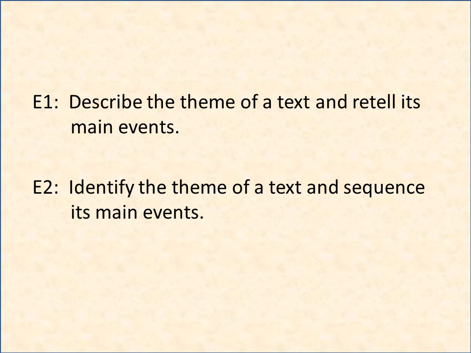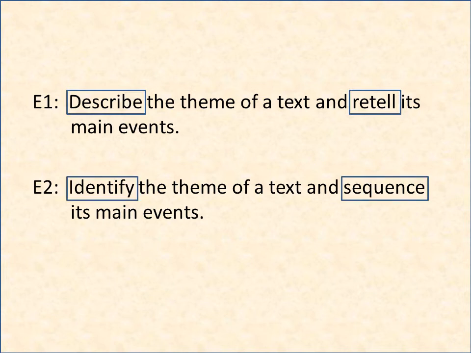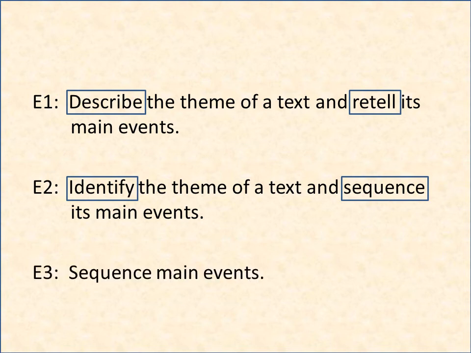E2 is less complex than E1. Identify the theme of a text and sequence its main events. Differences between E1 and E2 are that we move from describe and retell to identify and sequence. Identifying the theme may be from an array of answers using picture symbols, photographs, or verbally. Sequencing can be done much the same way, with picture symbols, words or phrases, or photos. Students may answer questions such as what happened first, next, last, etc. Now let's look at E3.